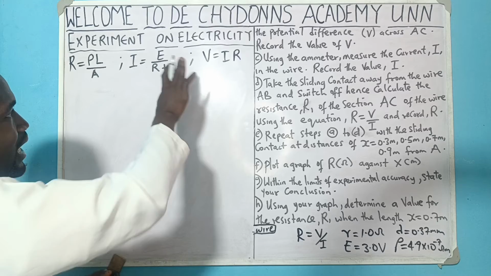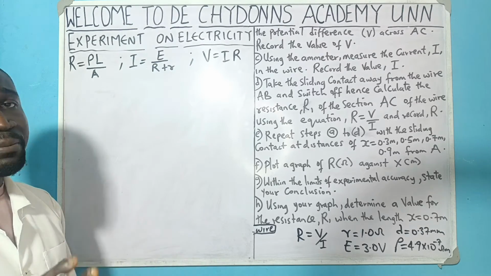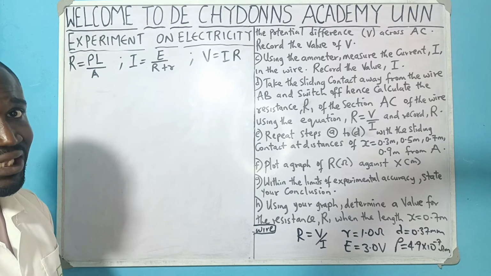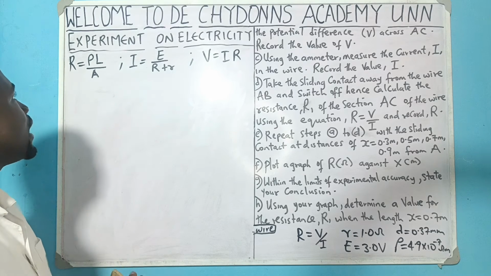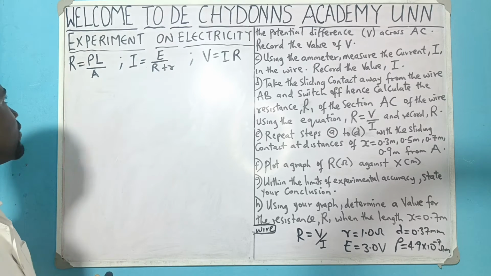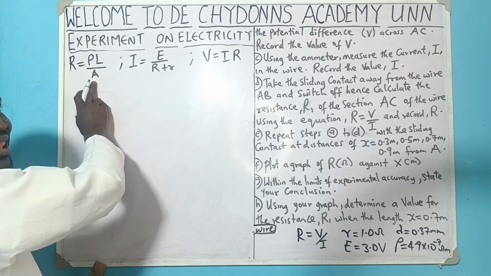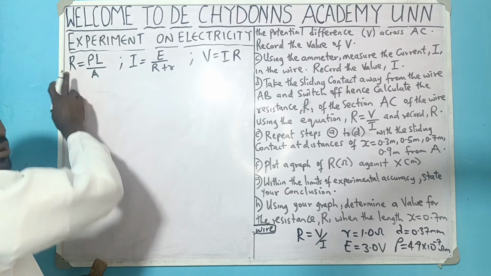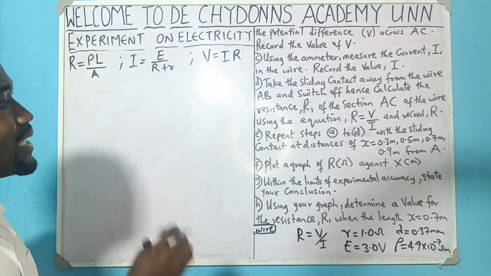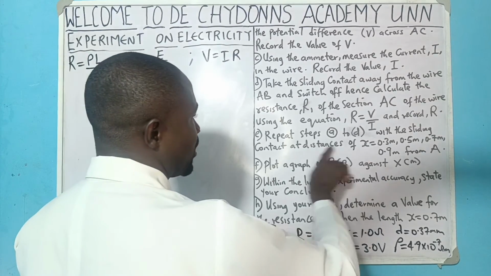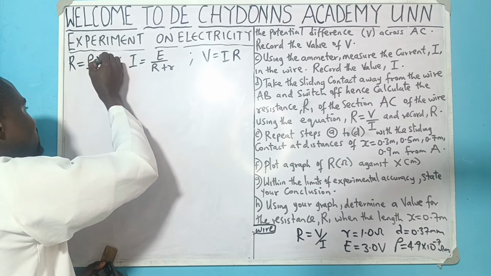All these formulas are not new to us because we have seen them in the introduction part of the topic electricity in physics, the theory aspect of it. Now, how do we make use of them? First and foremost, we use this formula to get our resistance. This length L will be that distance X we are talking about.